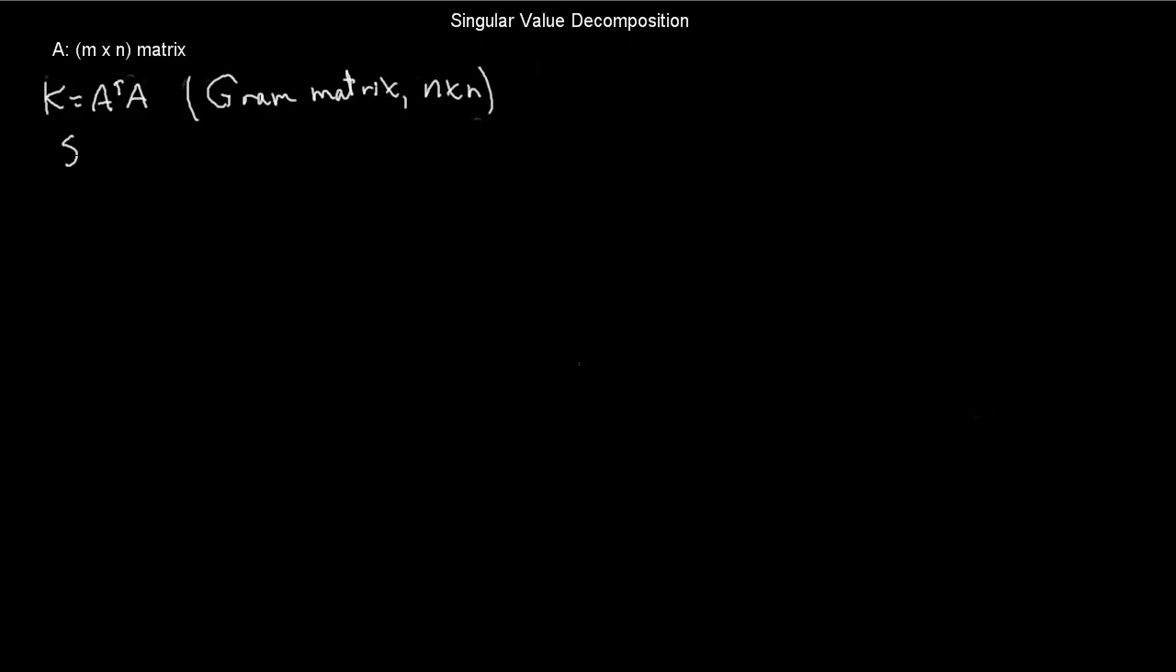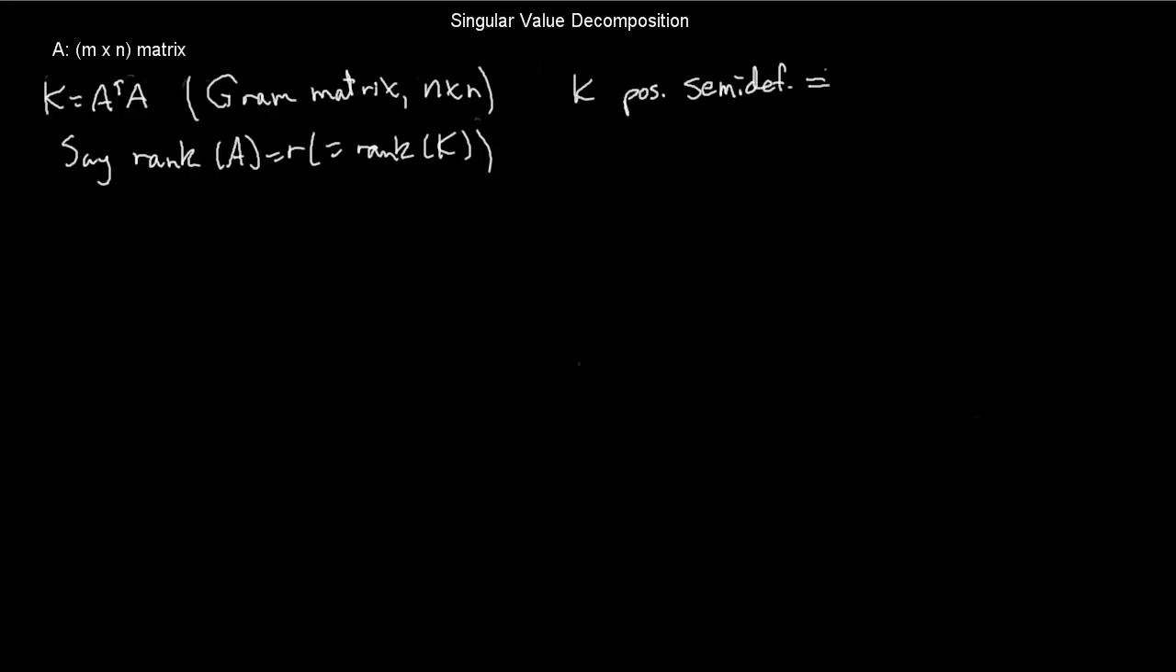And let me say that the rank of A is, say, r. It might be some number, no more than the number of rows or the number of columns. And that's the same as the rank of K, the rank of the Gram matrix. They have the same rank. Now K, this Gram matrix, is positive semi-definite. That means all of its eigenvalues are non-negative.